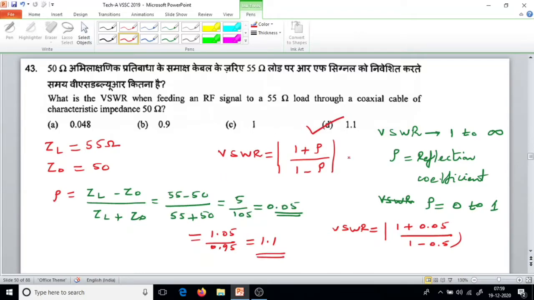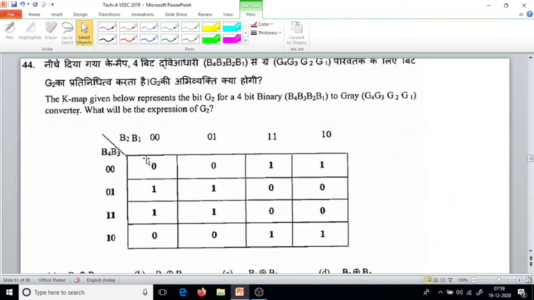When a wave travels through a transmission line, it will get reflected. What percentage is reflected is given by the reflection coefficient. For a wave to pass through a transmission line without reflection, the load impedance and characteristic impedance have to be exactly equal. So we'll go to the next question. Question number 44.